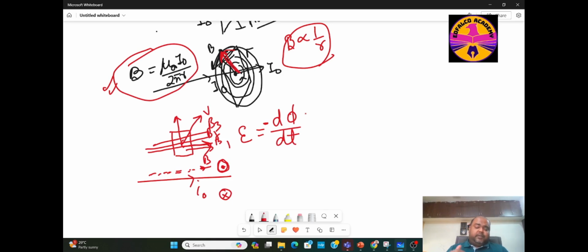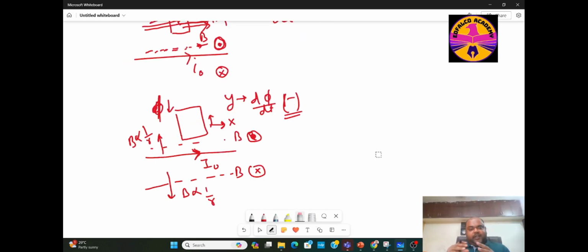So suppose my flux is changing in a particular direction, d phi by dt is changing in a particular direction, the EMF will be produced such that it drives the current in such a manner that the flux produced because of that current will oppose it. So to get the direction, we look at in which direction this d phi by dt is becoming negative, right?